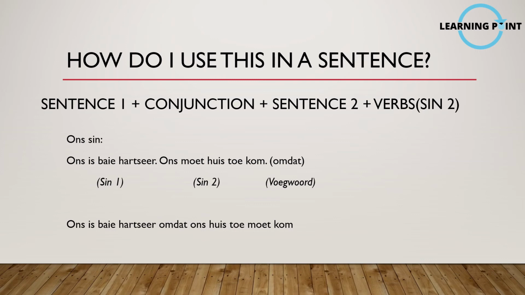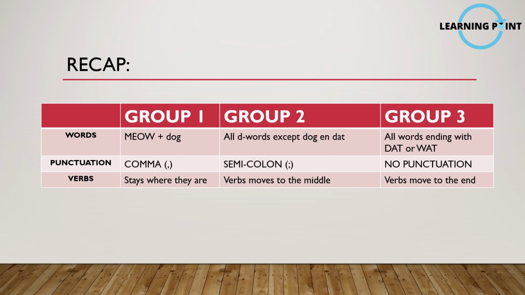Can you see now why it's important to understand stompie? Because I have to know where my verbs are placed to be able to move them. So to recap, I have 3 groups of conjunctions in Afrikaans, which are characterized by the words in that group, the punctuation I use, and what happens to the verbs. Group 1: all my words there are en, maar, of, want and doch. Group 2: I find words that start with a D, except doch and dat. Group 3: all words ending with dat and wat.